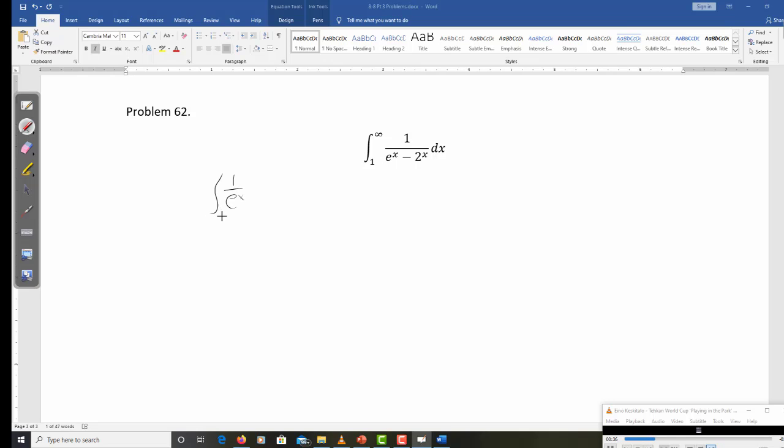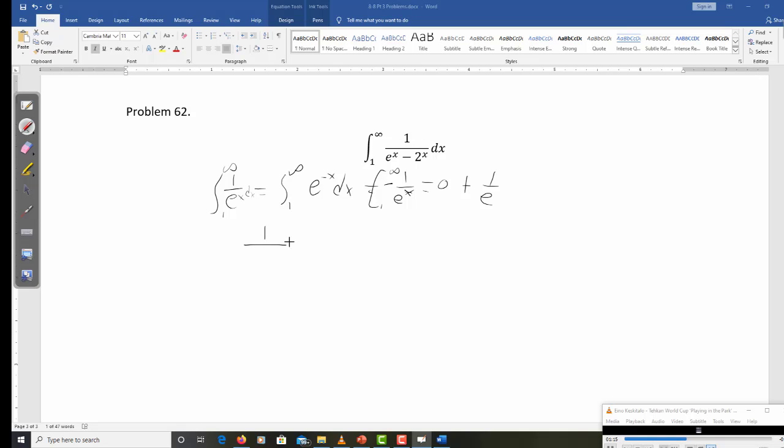I know something about that already, because if you look at the integral from 1 to infinity of 1 over e to the x dx, that is the integral from 1 to infinity of e to the negative x dx, which is just negative 1 over e to the x from 1 to infinity. And that will converge, because if you take the limit as this exponent goes to infinity, this thing goes to 0, so you get 0 plus 1 over e. So that's a convergent integral, and let's compare it with this.